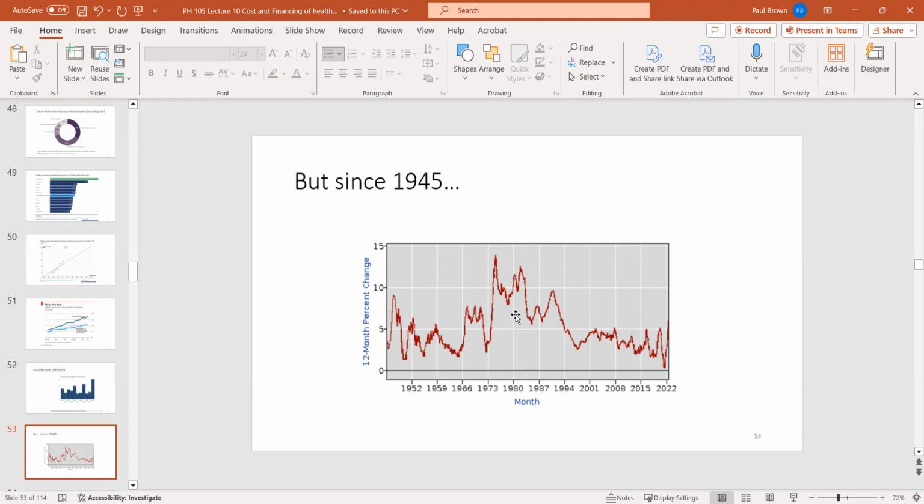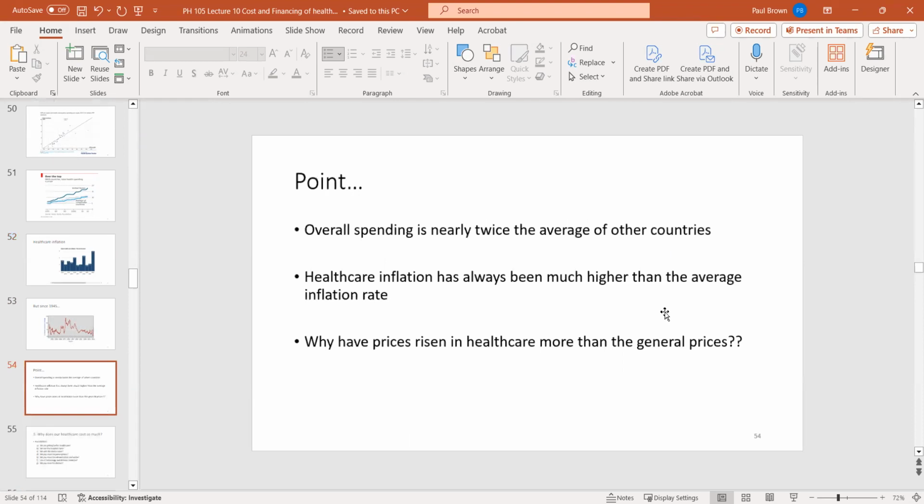So this shows basically the inflation rate over time. There are periods like here when inflation is really high. Right now we're about 5% here, so it's pretty high. Not as high as in the 1970s, but still pretty high. But the point of this is that in healthcare we're spending twice as much as everyone else, and our prices are rising twice as fast as everything else.